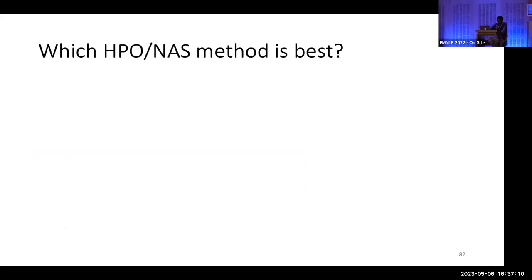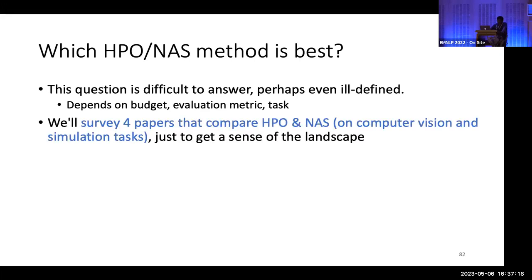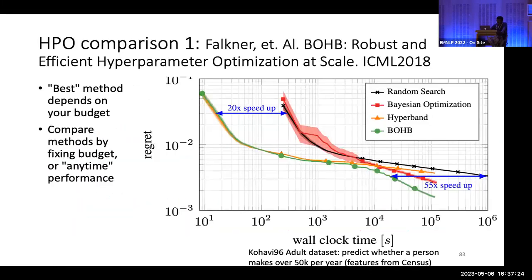So which method is best? Which method should I use? It really is an ill-defined question. I'll survey 4 papers just to give you a sense. So this is paper 1. They looked at, and you've actually seen this picture before when Xuan presented Hyperband. The way they evaluate is they look at training time and then regret. Regret is the difference between the best possible model and the model you found so far. So that's one way to do it.